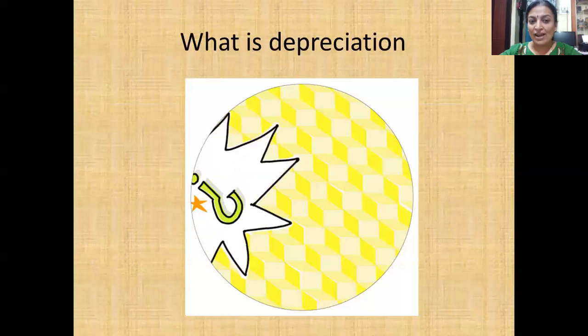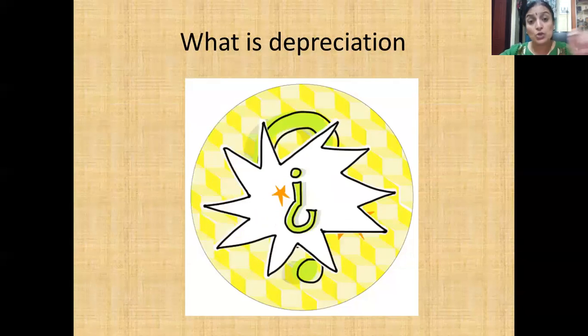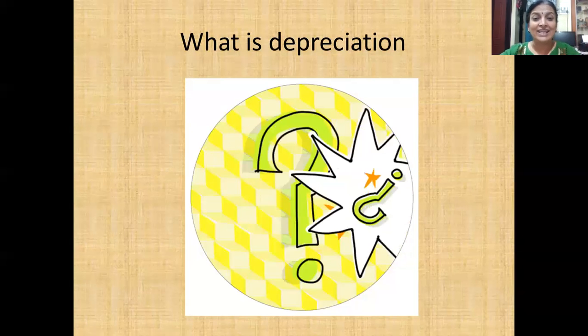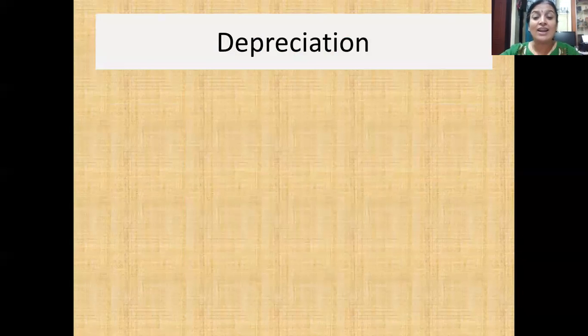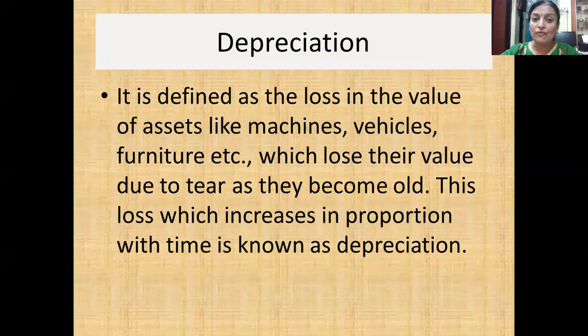As you know very well, the very first question that appears in our mind is: what is depreciation? We have to understand it theoretically. It is defined as the loss in the value of assets like machines, vehicles, furniture, etc., which lose their value due to wear and tear as they become old. This loss, which increases in proportion with time, is known as depreciation.